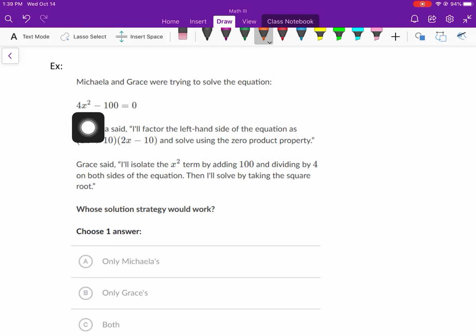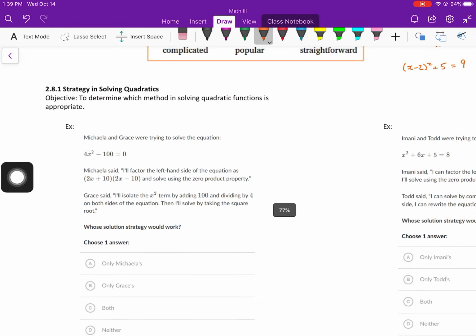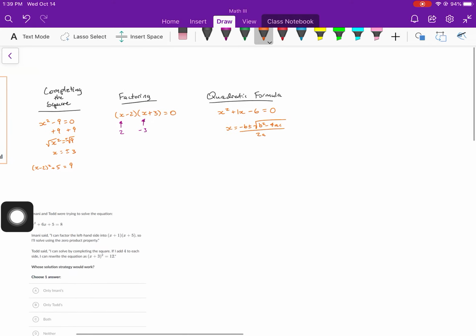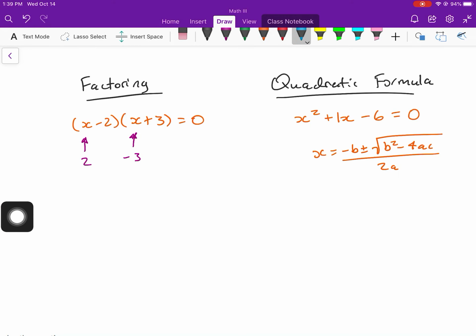And yeah, that's the correct factoring. That's the whole difference of 2 squares that she used. And solve it using the zero product property. So remember, we can solve the factoring using the zero product property. I should probably make a note there.